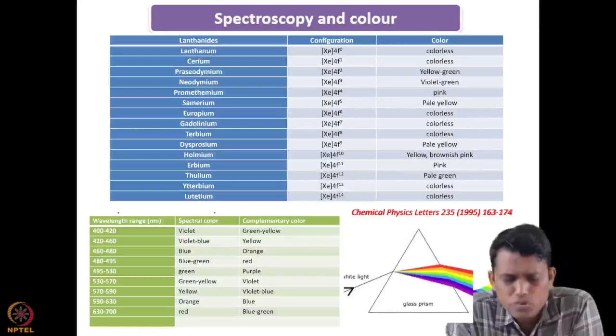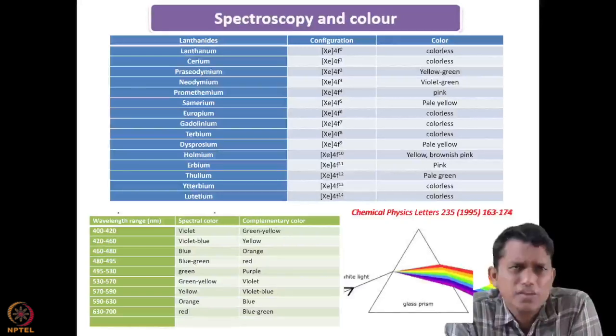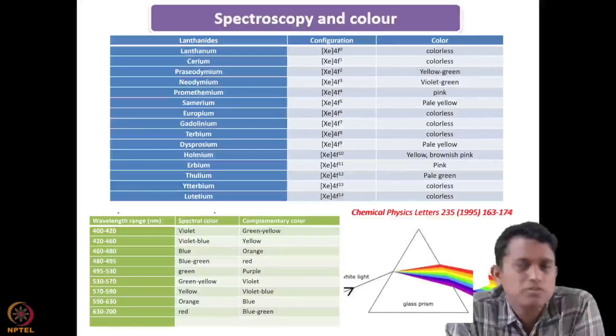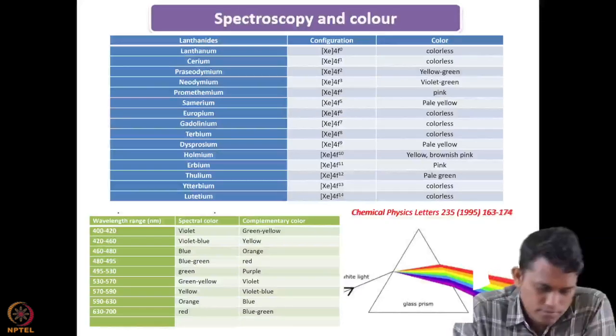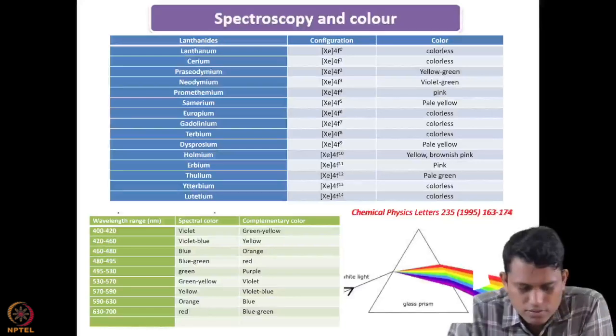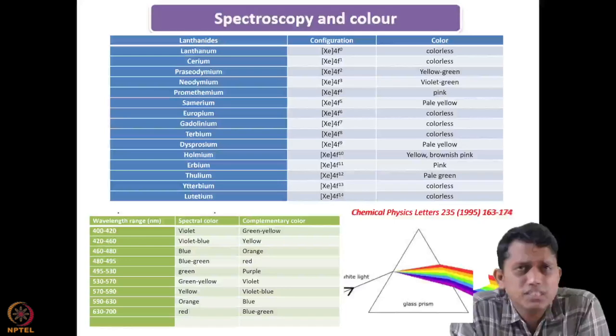And the question that comes here is why we see color in the first place. As we all know, we have a UV-Vis spectrum, and there are certain peaks for different metal ions. Suppose you have a peak or absorbance in a certain range; according to that, you have some spectral colors. And what we see is not the spectral color, what we see is the complementary color to the spectral color.